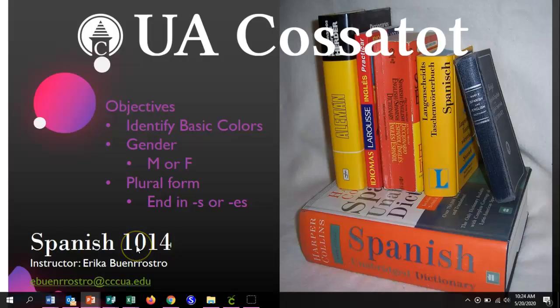All right, in this lesson, what we're going to cover is we're going to identify basic colors in Spanish. We're also going to identify whether they are masculine or feminine, and we're also going to talk about their ending, plural form being S or ES.